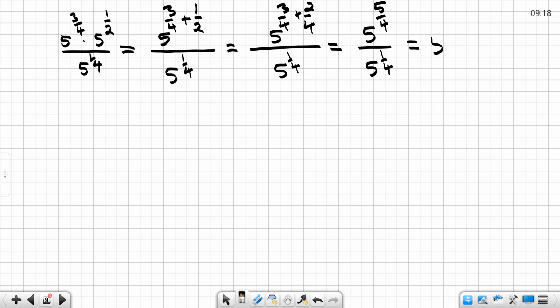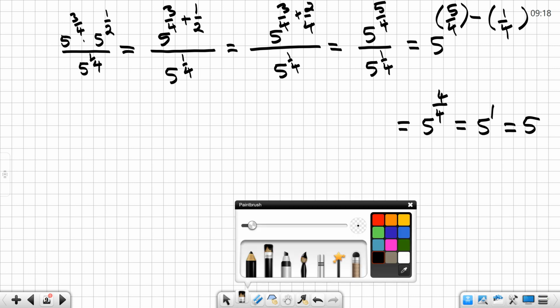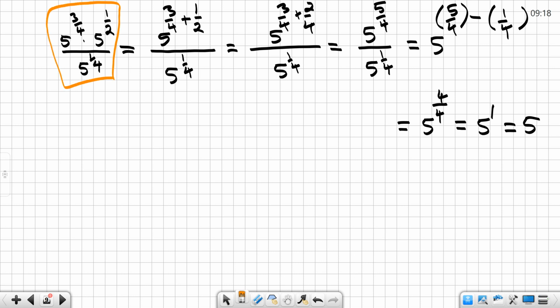All right, last step. Top minus bottom. 5/4 minus 1/4. Let's have a look. What is 5/4 minus 1/4? That is 5 minus 1, which is 4/4. Well, and 4/4 is nothing else but 1, and 5 raised to the 1 is just 5. So this is kind of like a mathematical joke that this whole thing turns out to be exactly equal to 5 after doing all of our simplifications.